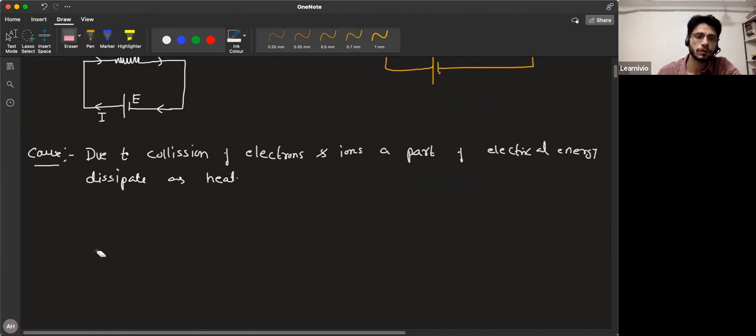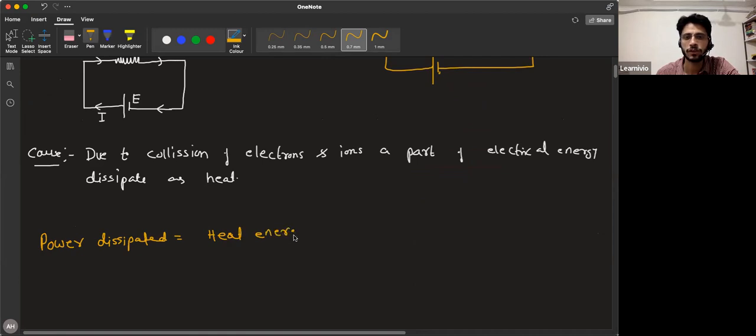So before doing heat energy, let's discuss power dissipated. What is power? Power dissipated is just heat energy divided by time. That's power. Energy per unit time is power. So we represent power with P.